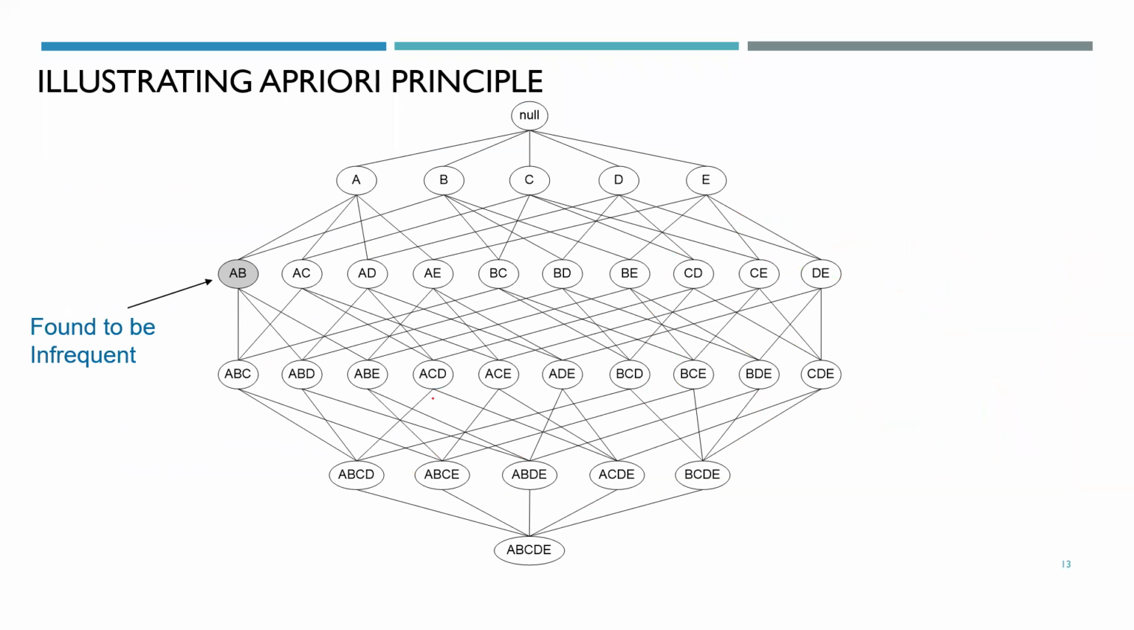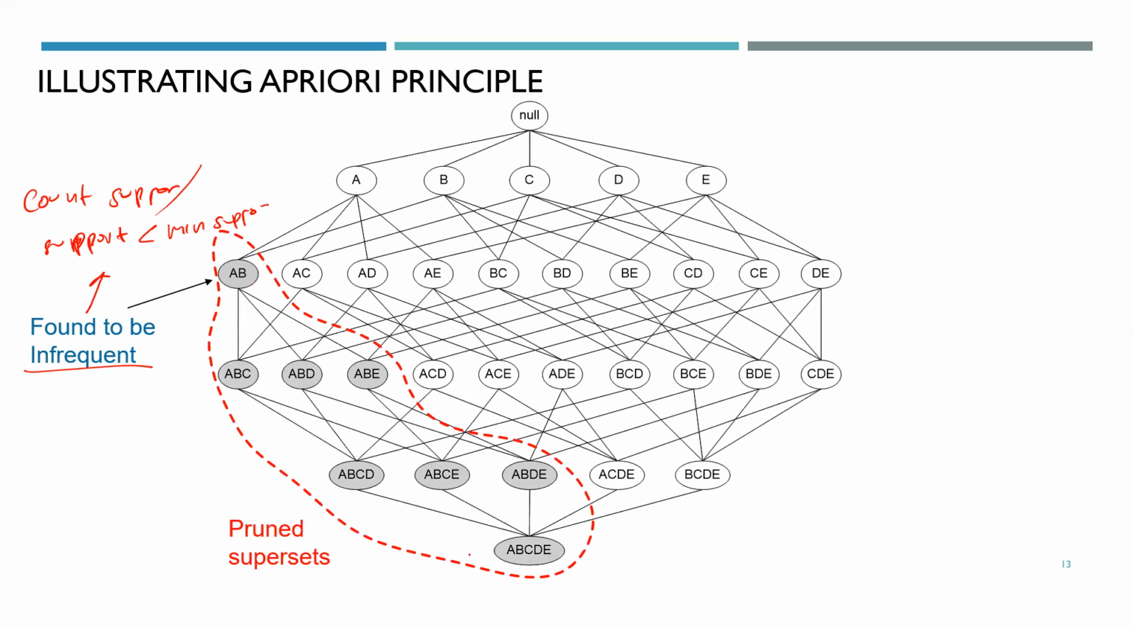Now we reverse the theory. If AB is infrequent, meaning its support is less than the minimum support, then all of its supersets are also infrequent. So we can prune them. We don't need to consider any of these supersets because AB is already infrequent. Any item set constructed from AB will also be infrequent, so we can eliminate all of them.